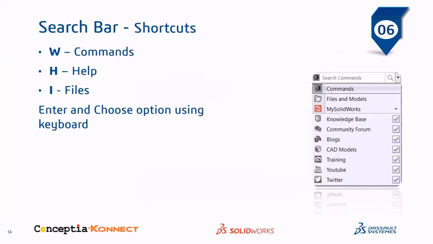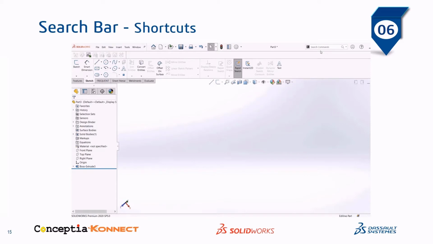Number 6. Search bar. Who said we cannot work with traditional way of typing commands in SOLIDWORKS? Type your W key, which will take you directly to the search bar without using your cursor. So I'm selecting the W key. The search bar has been activated. Enter the command and select to use it. Similarly, H for help and I for files.